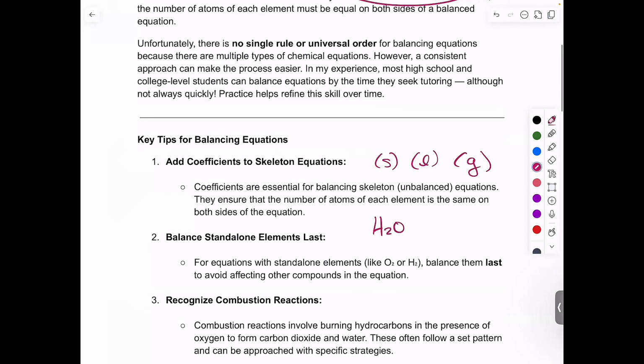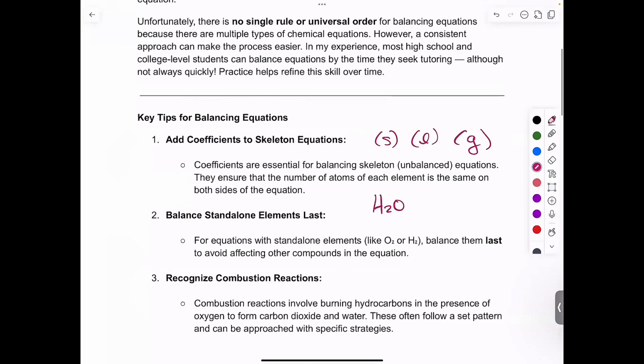A couple of things here to note is that I try to balance the standalone elements last. So standalone just means it's a single element, and that way you can manipulate that coefficient and not mess with anything else or tip the scales on one side or the other. And you'll see what I mean here shortly.